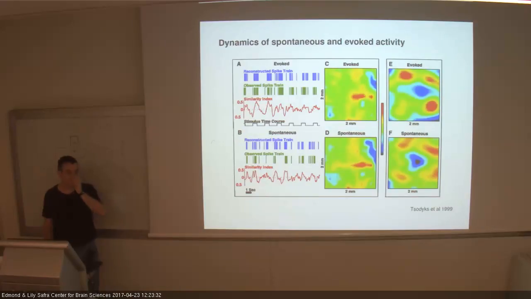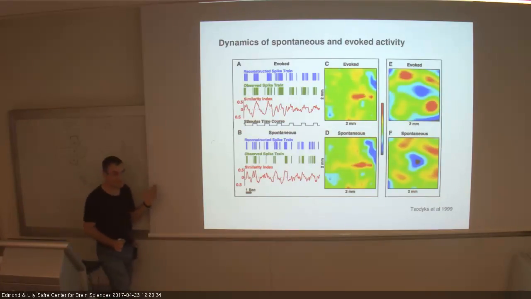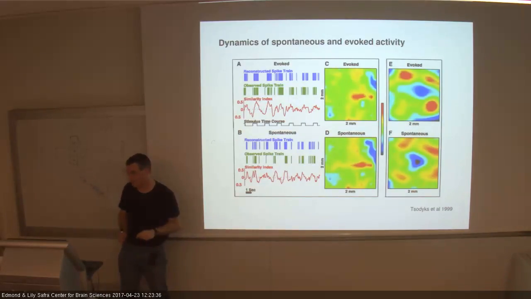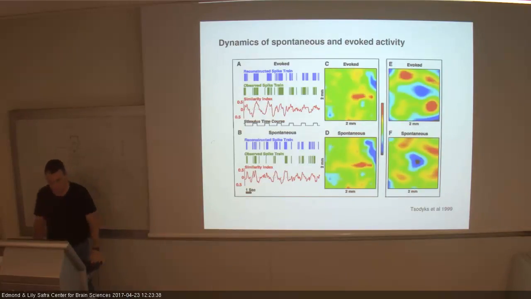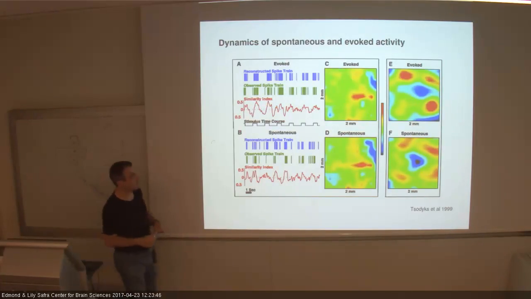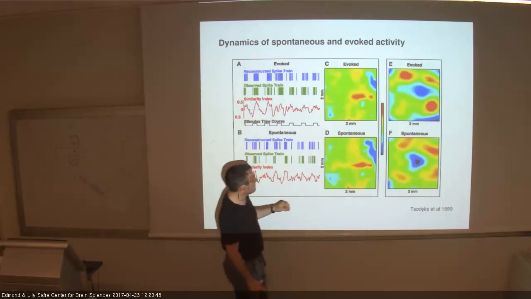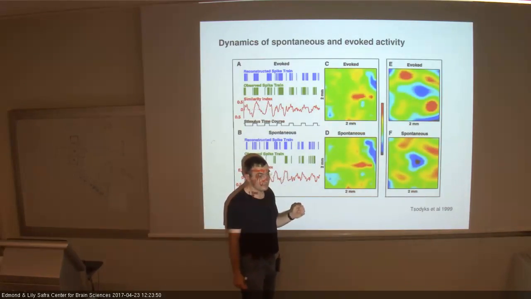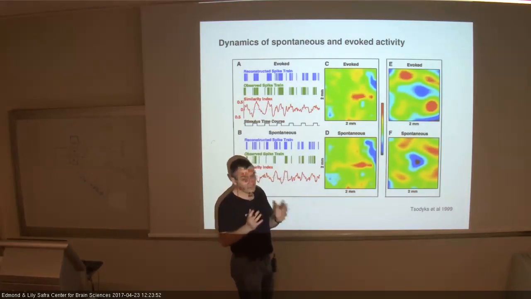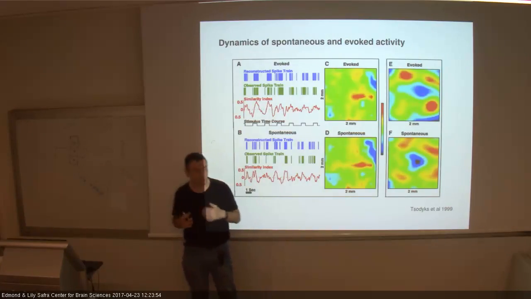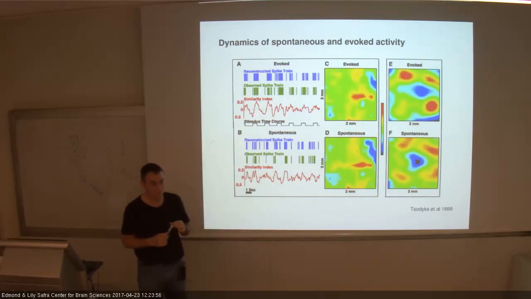So this is what we're trying to explain. We're trying to explain selectivity. We're trying to explain the role of recurrent connections in feature selectivity. We're trying to understand why spontaneous activity resembles evoked activity. So these are the observations that we will try to explain using our models. Questions?